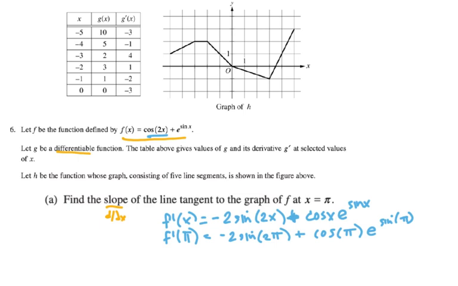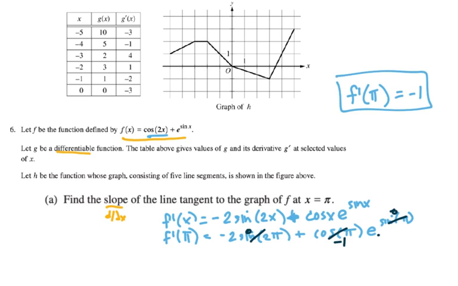And just in case you haven't considered that you really need to know your trig, you do. Now's the time to learn it. Time's running out here. Okay, so sine of 2 pi is just 0, so that whole first term goes away. Cosine of pi is negative 1. Sine of pi is 0, so negative 1, e to the 0 is 1. So your answer, f prime of pi, is equal to negative 1. Let's go to the next one.